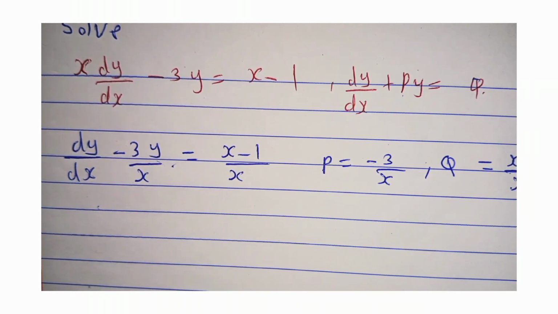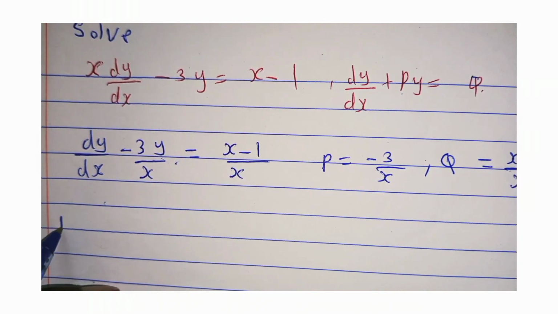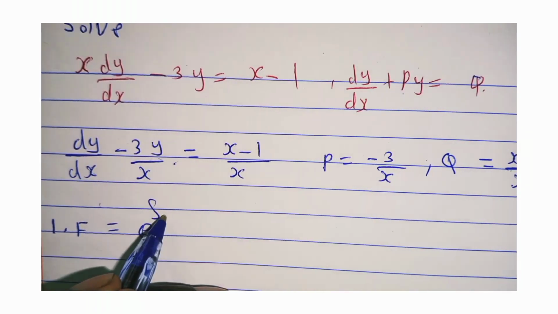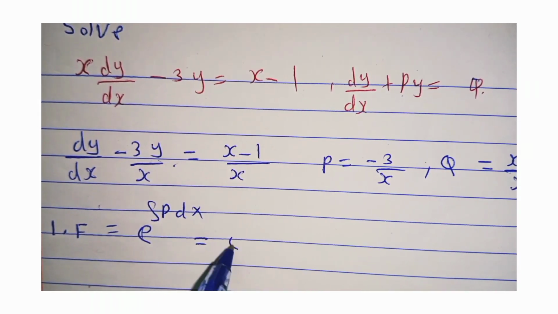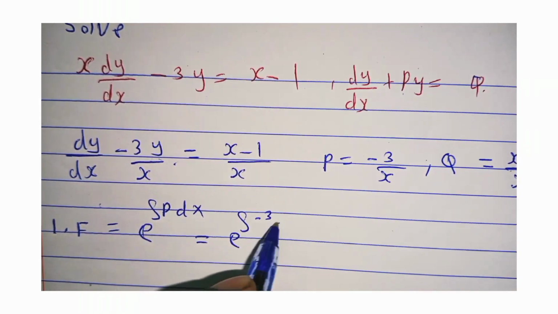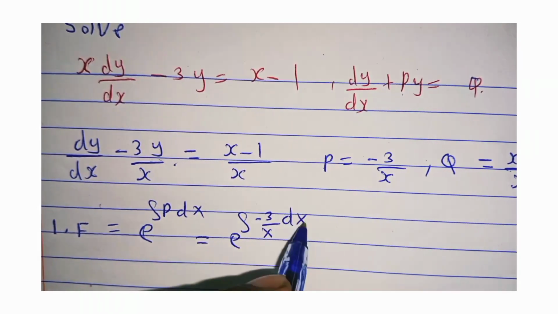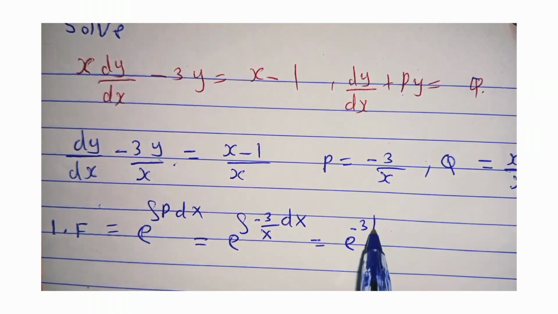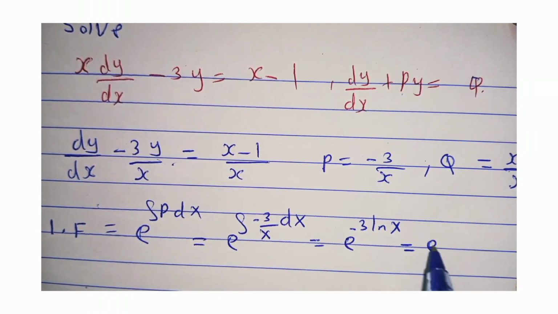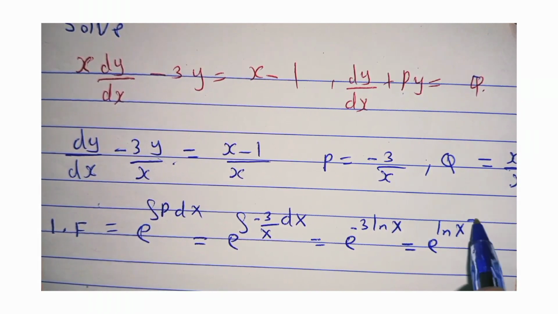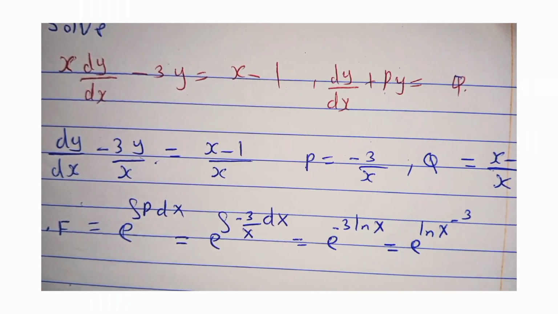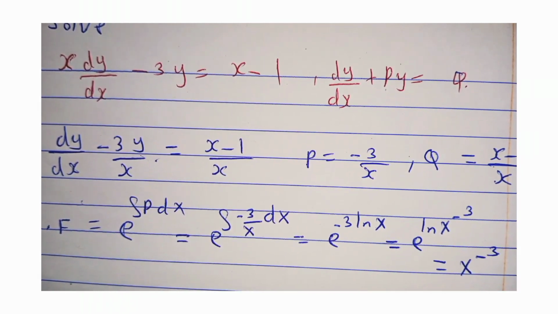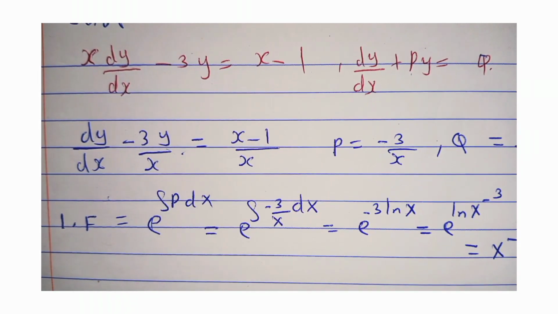Then the next step is obtaining the integration factor. The integration factor will be given by exponential integral of p dx, which is equal to exponential integral of negative 3 over x dx, which is equal to exponential of negative 3 natural logarithm of x, which can be written as exponential of natural logarithm of x power negative 3. This is the same as x power negative 3, using the laws of indices.